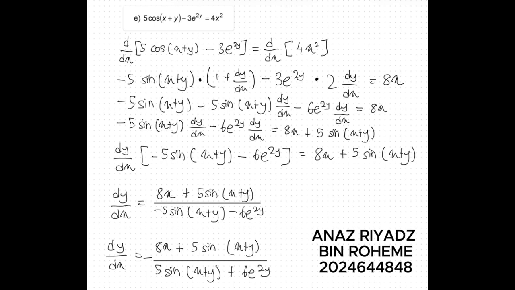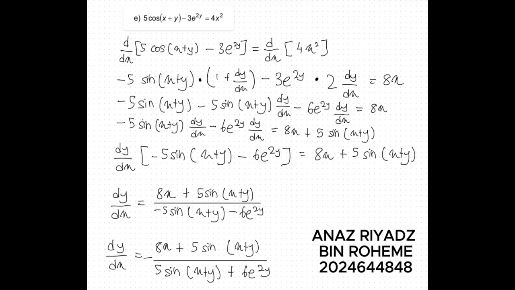Negative 5 sine(x plus y) over to the right by adding it to both sides. So it becomes negative 5 sine(x plus y) dy over dx, negative 6 e to the power 2y dy over dx equals 8x plus 5 sine(x plus y). Next, we factor out the common dy over dx from the left side of the equation. Dy over dx times (negative 5 sine(x plus y) minus 6 e to the power 2y) equals 8x plus 5 sine(x plus y). To completely isolate dy over dx, we divide both sides by the expression inside the brackets.